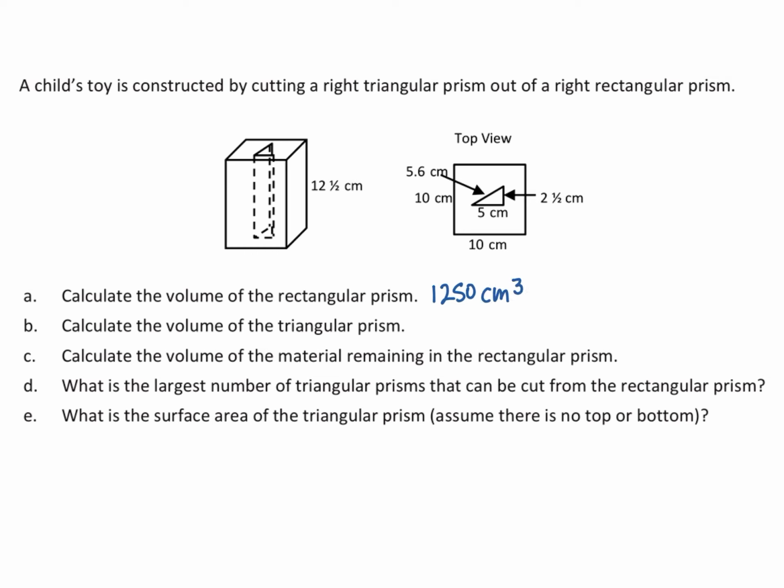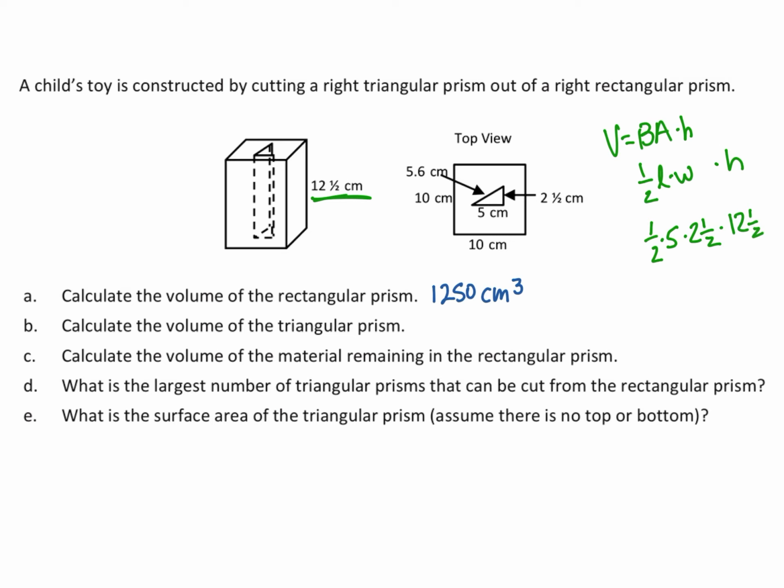All right, part B says calculate the volume of the triangular prism. Again, all prisms use base area times height to find volume. The base area of a triangle is 1/2 the length times the width, and then we need to multiply that by the height. In this problem, we have a length of 5, a width of 2.5. The height of this triangular prism is the same as the height of the rectangular prism.